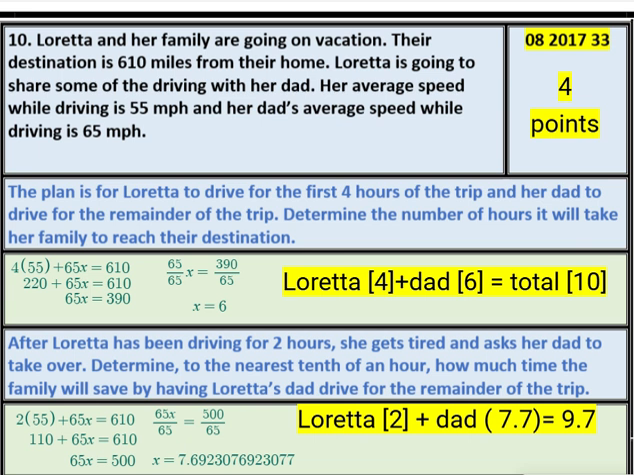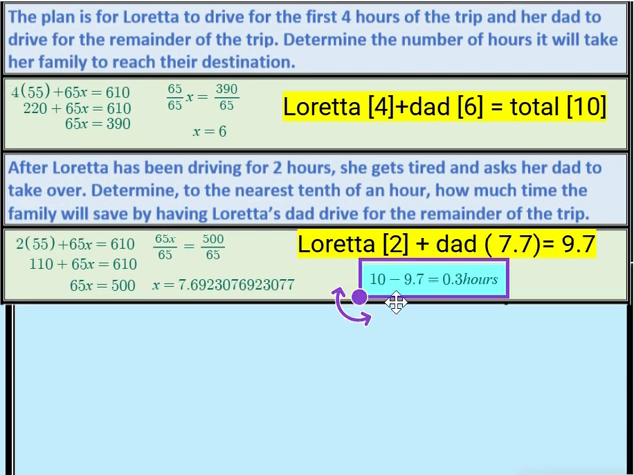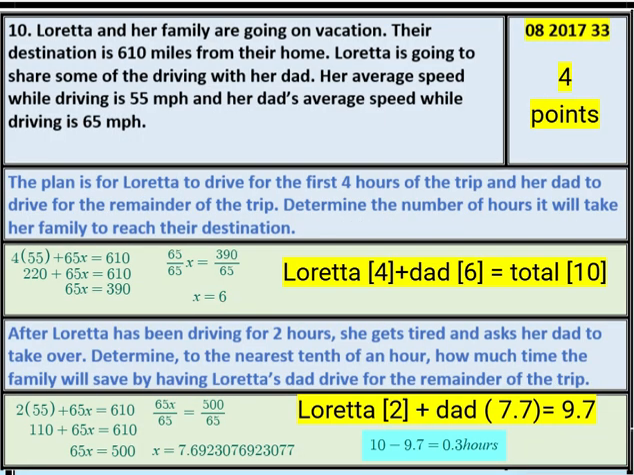So our job was to find out how much time they actually saved. We have to answer the question they asked. So all we do is subtract the 9.7 from 10, and our result is that by Dad taking over for that 2 hours, they actually saved 3/10 of an hour for their trip. And that's full credit for question number 10.